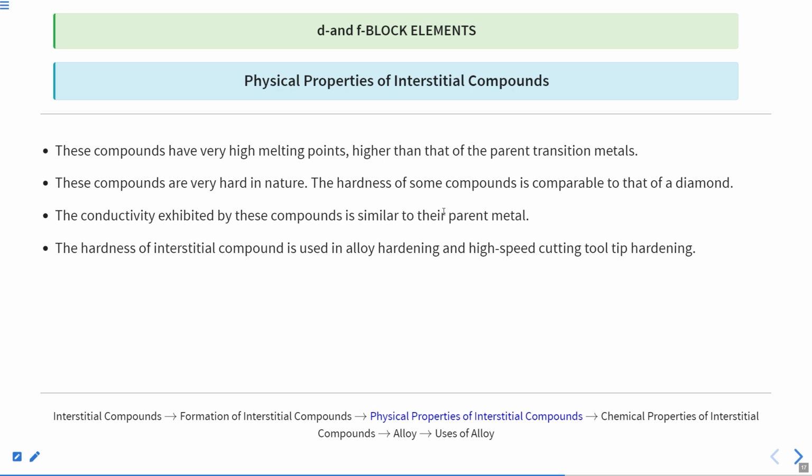Now a very important thing is written here: their hardness is increased to an extent such that it is comparable to that of diamond. The hardness of interstitial compounds is used in alloy hardening and high-speed cutting tool tips hardening.